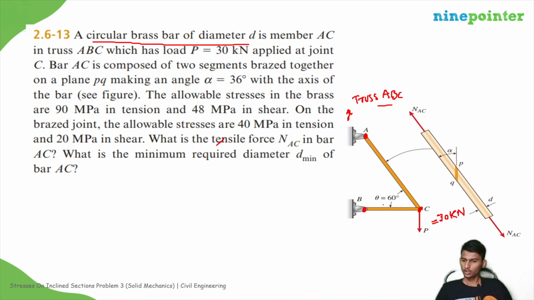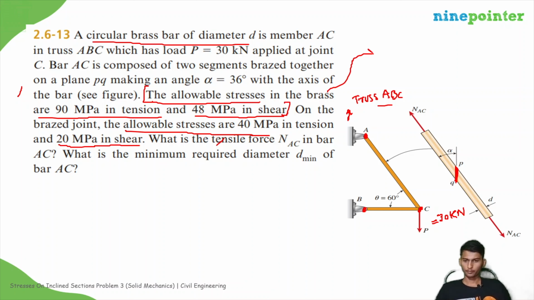So the allowable stresses in brass are 90 MPa in tension and 48 MPa in shear. On the braced joint, meaning this rod AC is made up of two rods and they are braced here, the allowable stresses are 40 MPa in tension and 20 MPa in shear. So first of all, we need to think one thing. Suppose let us go here.